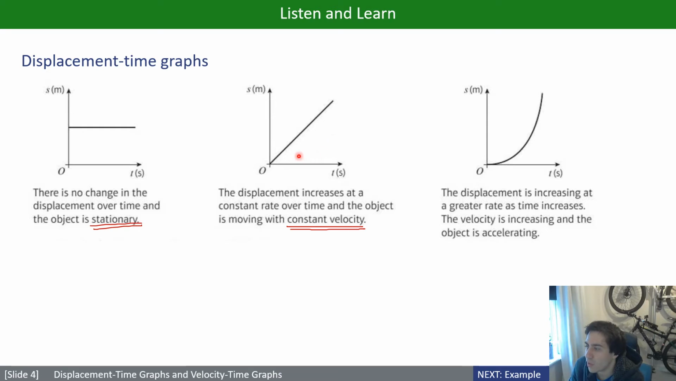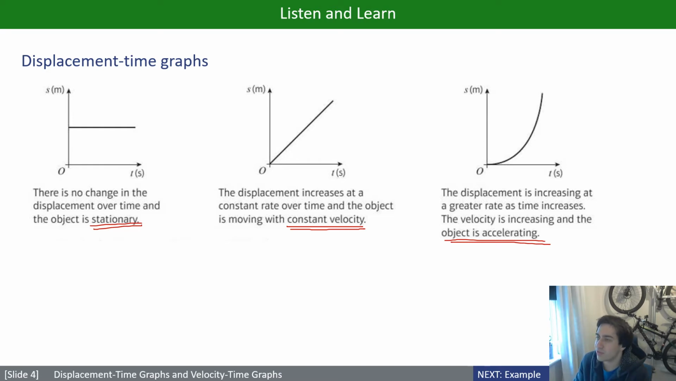And then we want to contrast that with the third graph. In this case, the displacement is increasing, so likewise here it's increasing, right? That's an increasing function, so is this one, so that's still the same for both, but the rate of increase is itself increasing, right? So the displacement is increasing at a greater rate as time increases. The velocity is increasing and the object is accelerating. So the object is accelerating ultimately.